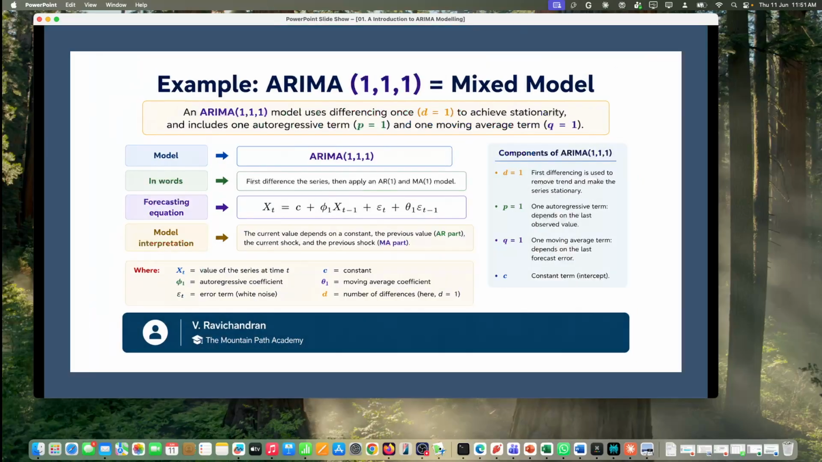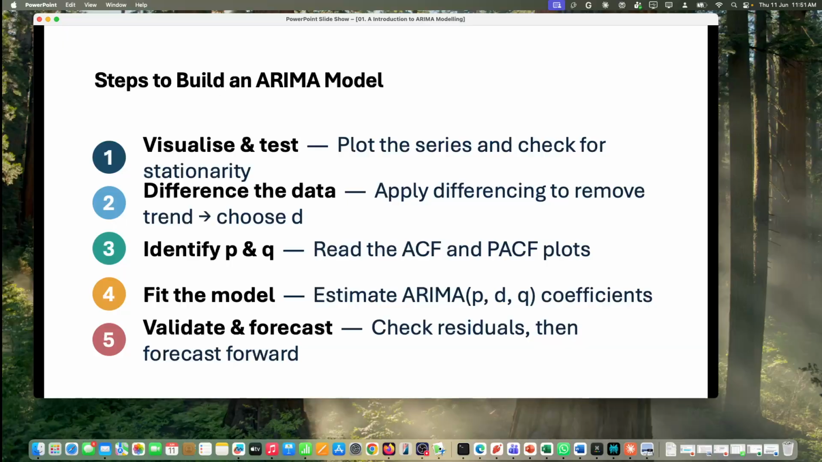So what are the steps to actually build a basic ARIMA model? First, visualize for stationarity, whether the series has a trend. Then you test it. In Excel we can do a simple test, or you can use an ADF test to check whether the series is stationary. Once you decide the series is non-stationary, you make it stationary by differencing it. So apply the difference, remove the trend, and choose a D.